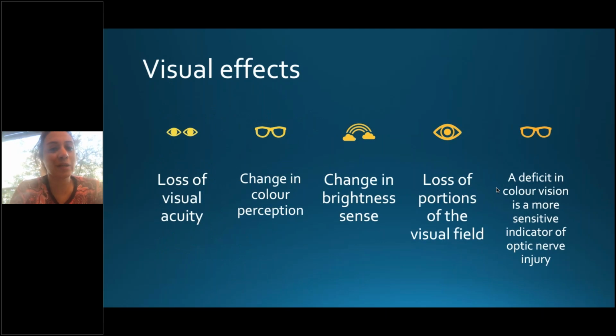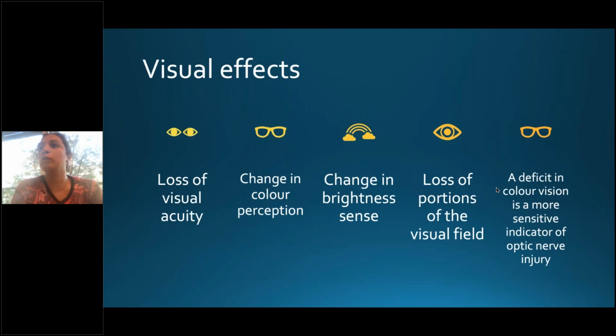The main thing I want to say when we test for optic neuritis is that obviously they have a loss of visual acuity, but that is not the most specific thing. The most specific thing is a change in their color perception. It's the most sensitive indication of an optic nerve injury. So if we have earlier cases, because we don't always test for color vision, I thought that was quite interesting. So the earlier the presentation, they have a change in their color perception, and then they lose their visual acuity. They have a change in their brightness sense, and they can also lose portions of the visual field.